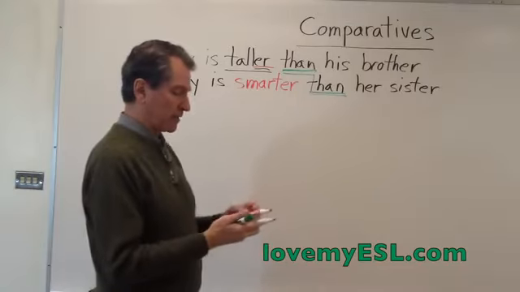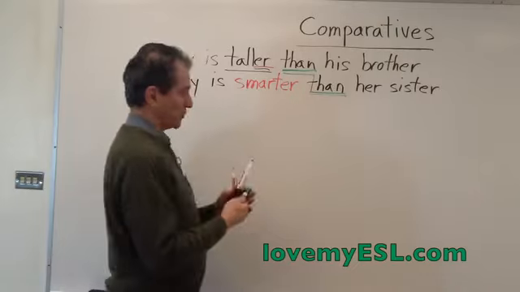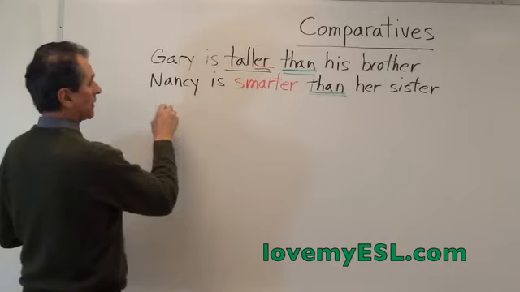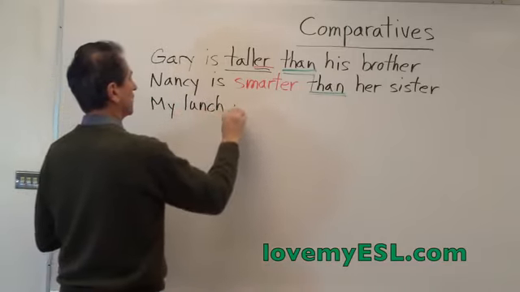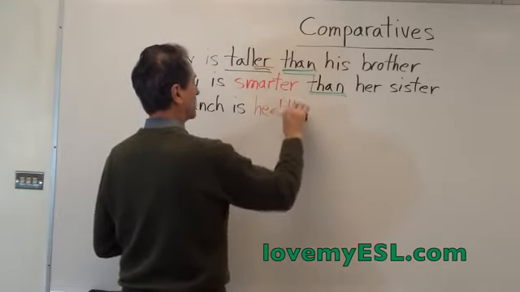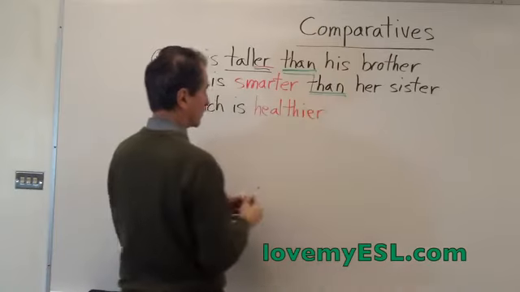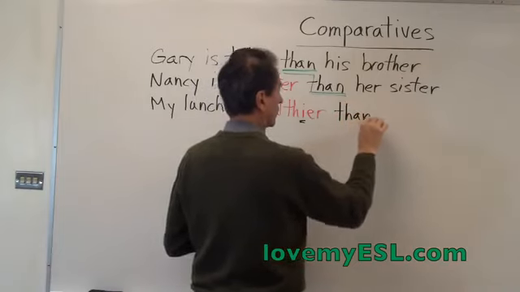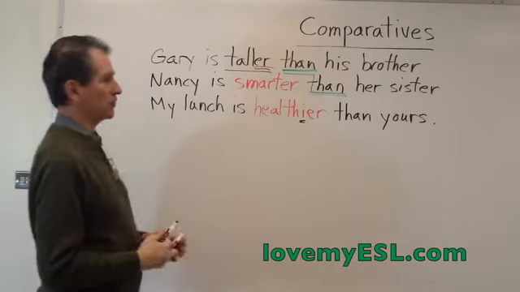Okay? Now what happens if a word ends in a Y? Well, we have lots of those words in English. If a word ends in a Y, like healthy, you would say something like, my lunch is healthier, H-E-A-L-T-H-I-E-R. Now the Y on the end changes to an I-E-R, so make sure you change that Y to an I. Healthier than yours. My lunch is healthier than your lunch. My lunch is healthier than yours.